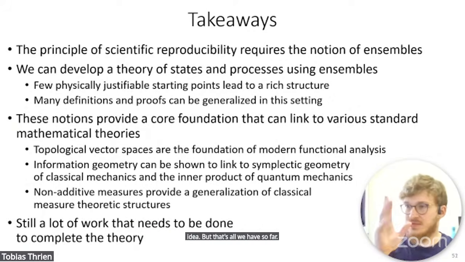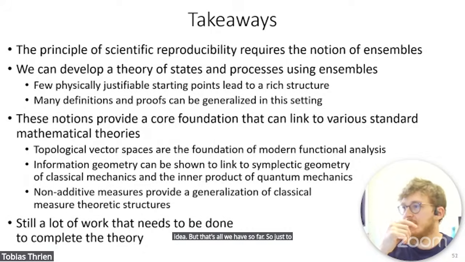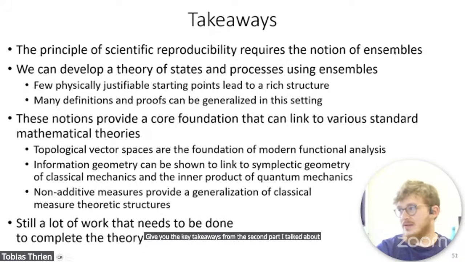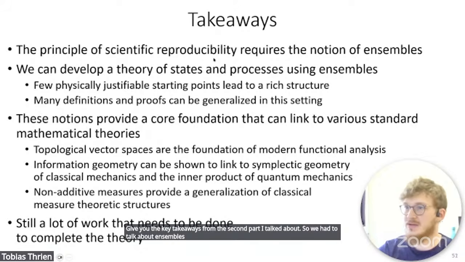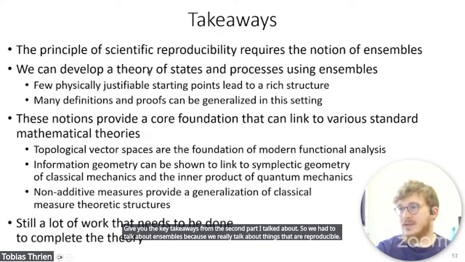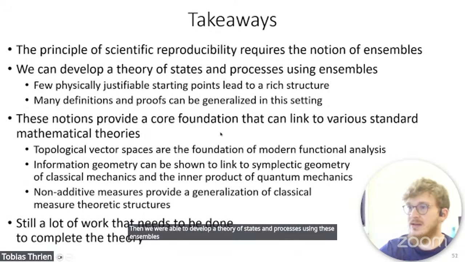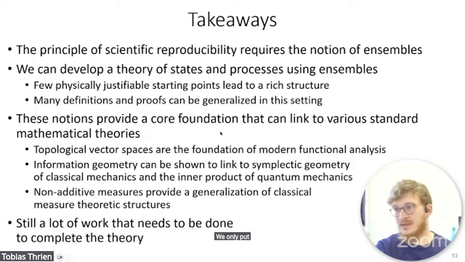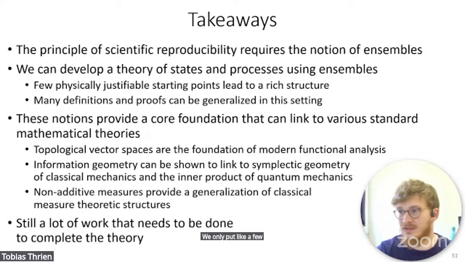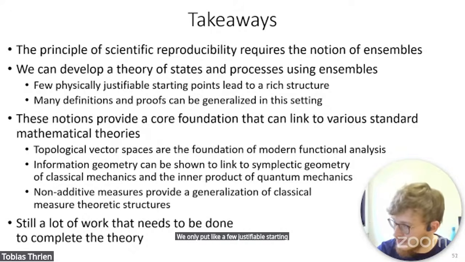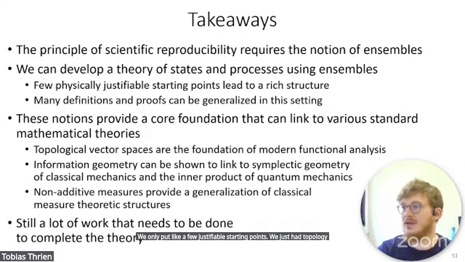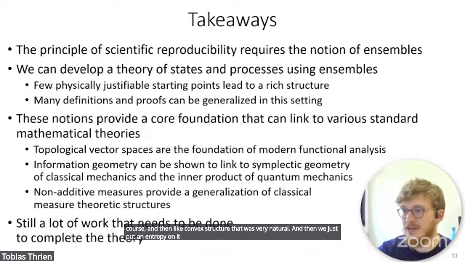So just to give you the key takeaways from the second part I talked about. We had to talk about ensembles because we really talk about things that are reproducible. Then we were able to develop a theory of states and processes using these ensembles. We only put a few justifiable starting points. We just had topology, of course, and then a convex structure that was very natural, and then we just put an entropy on it. But we already got a lot out of it.